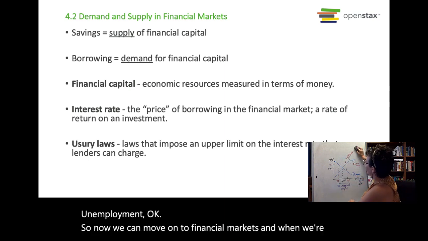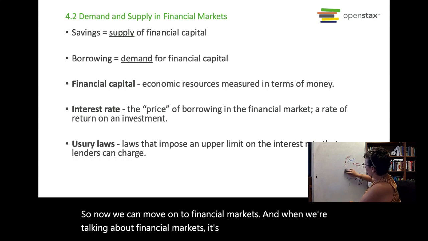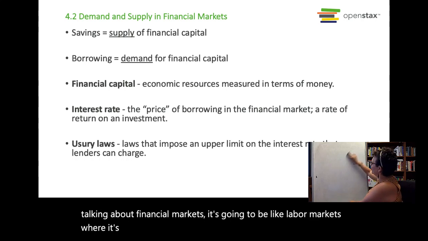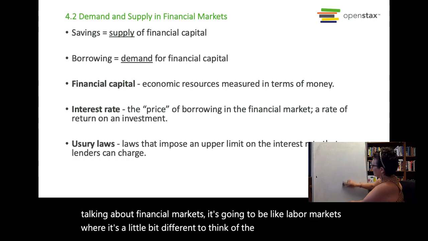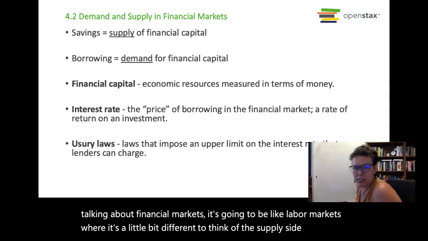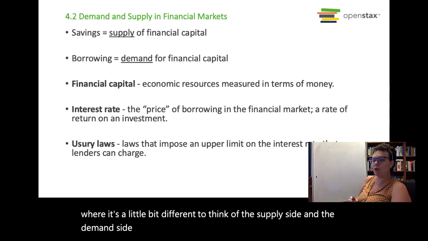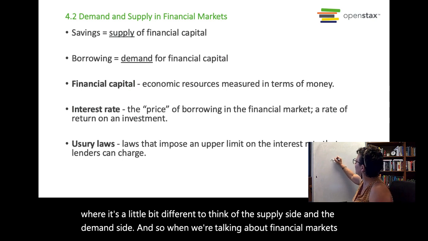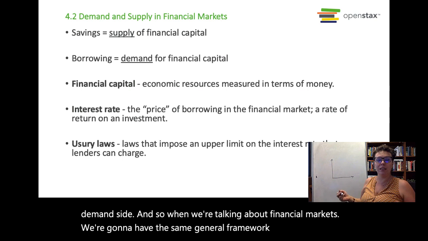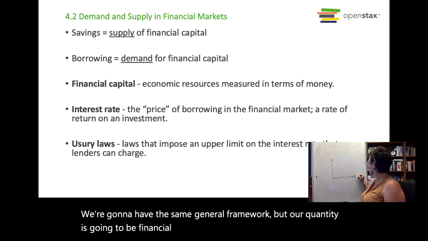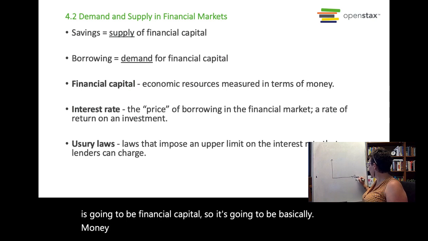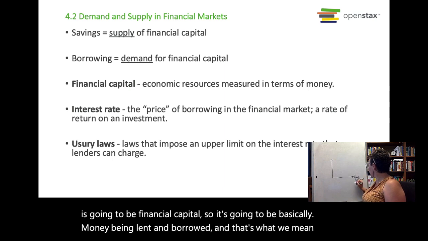And when we're talking about financial markets, it's going to be like labor markets, where it's a little bit different to think of the supply side and the demand side. And so when we're talking about financial markets, we're going to have the same general framework, but our quantity is going to be financial capital. So it's going to be basically money being lent and borrowed. And that's what we mean when we talk about financial capital.